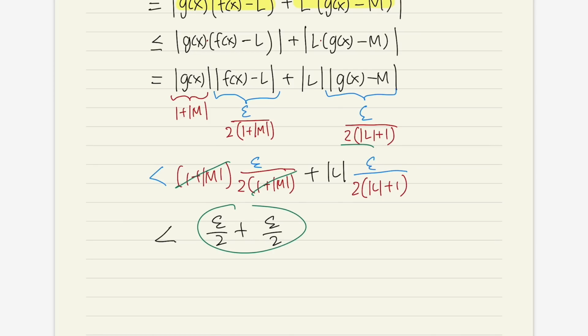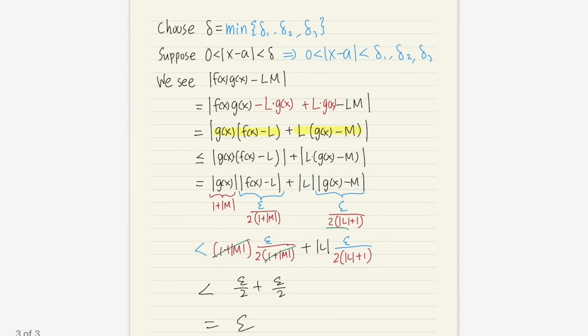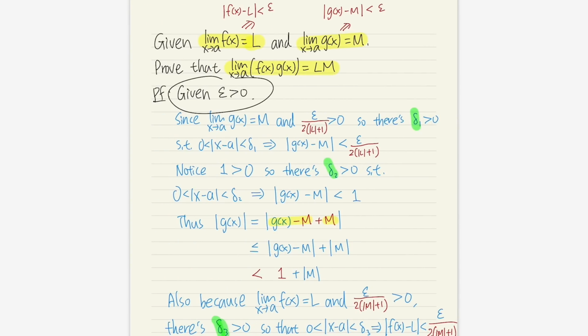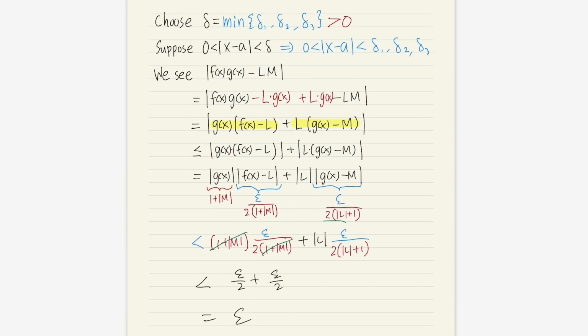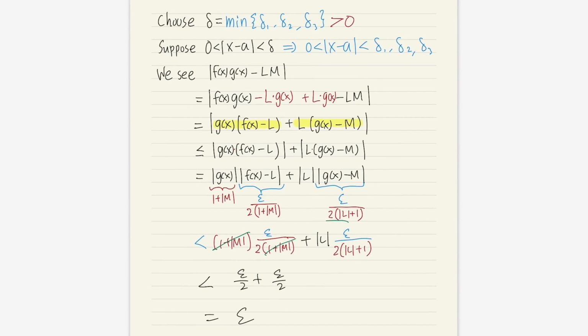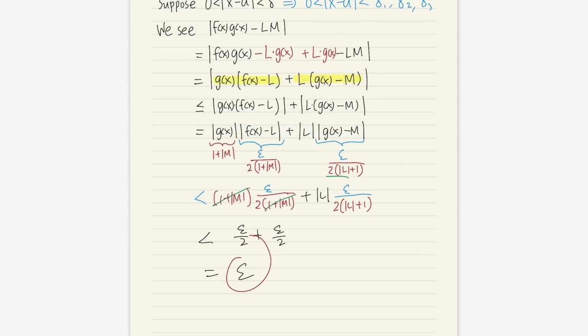All right, ladies and gentlemen, what did we end up with? Epsilon over 2 plus epsilon over 2. Of course, that is just equal to epsilon. So what do we do? As you can see, given epsilon greater than 0, we got delta right here, and of course this for sure will be greater than 0 because everybody was greater than 0. And then suppose that if the absolute value of x minus a is less than delta and also positive, then we see that this expression is less than epsilon.